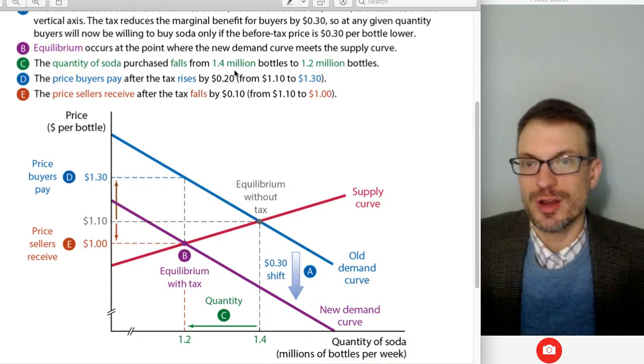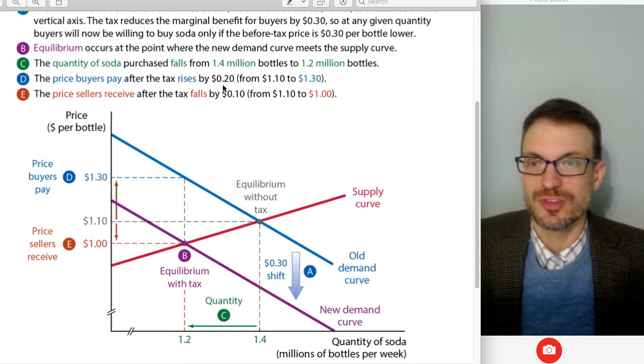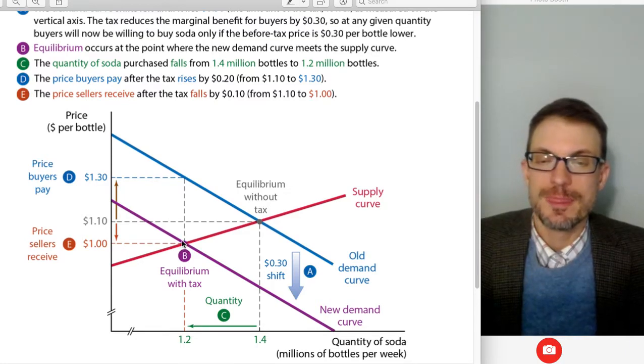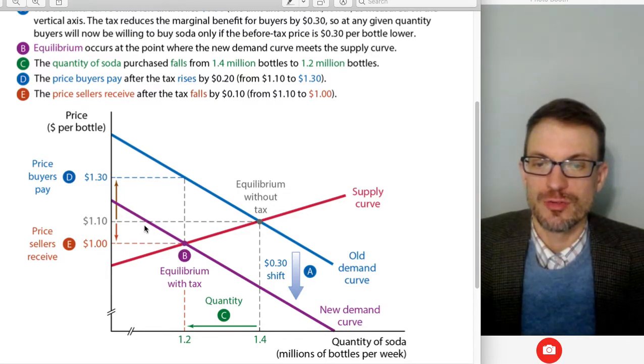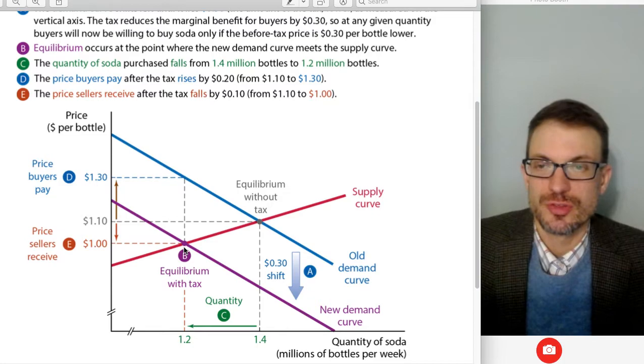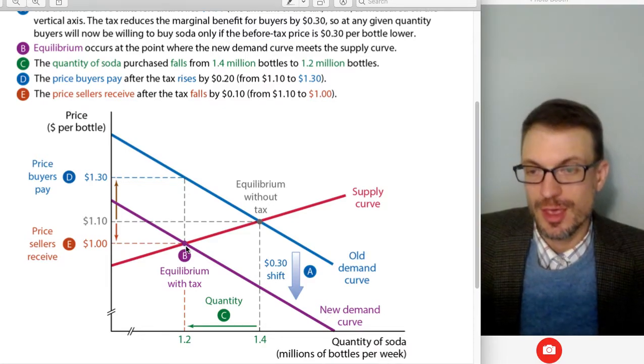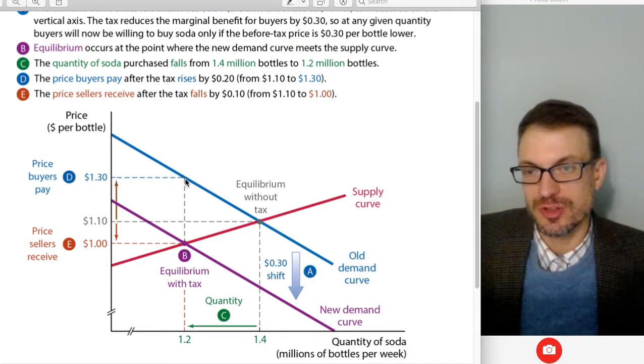The equilibrium quantity fell from 1.4 to 1.2. The price buyers pay with taxes rose by 20 cents, right? This is the old supply curve plus the tax-inclusive demand curve. This is telling us, basically, when there's this 30-cent tax on this good, we're only going to be able to afford a quantity of goods equal to 1.2 million bottles per week because we're going to buy bottles plus tax.